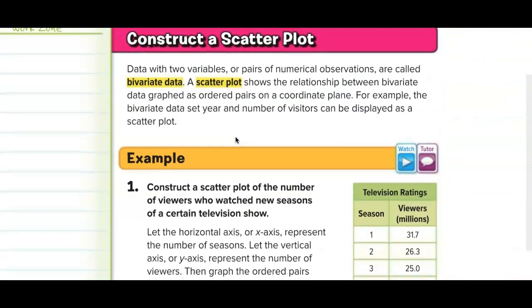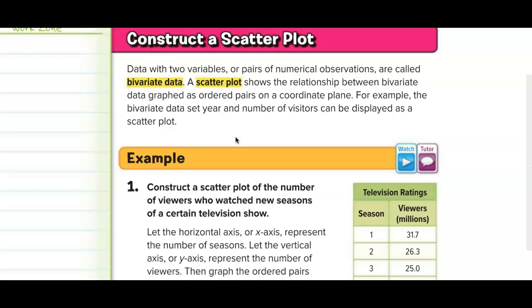All right, just some vocab up at the top. When we're constructing a scatter plot, data with two variables, which we've been doing X and Y, or pairs of numerical observations are called bivariate data. So remember when you talk about a bicycle, you have two wheels. So bi means two, so bivariate data means two variables in the data. A scatter plot shows the relationship between bivariate data graphed as ordered pairs on a coordinate plane.